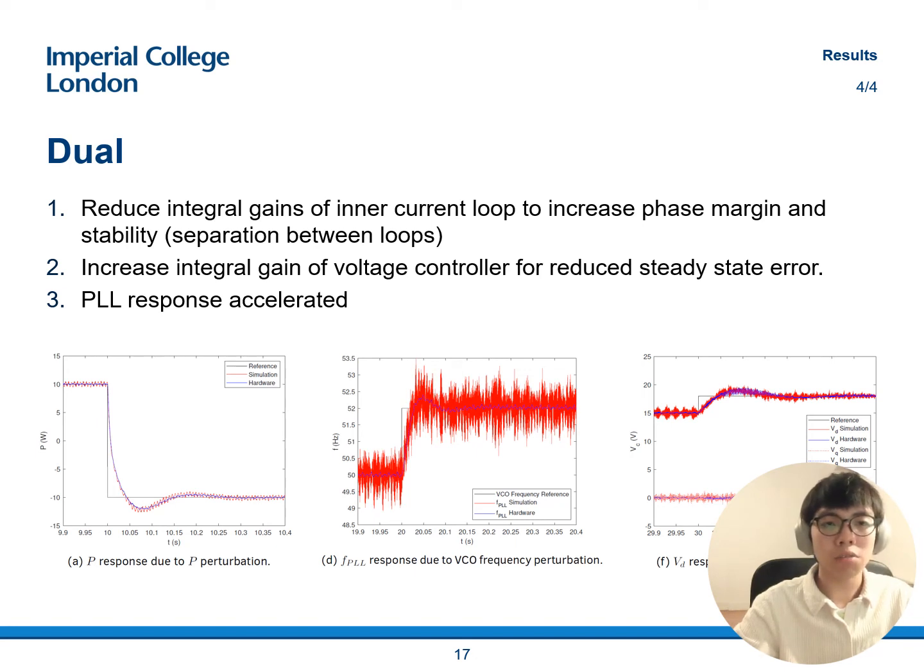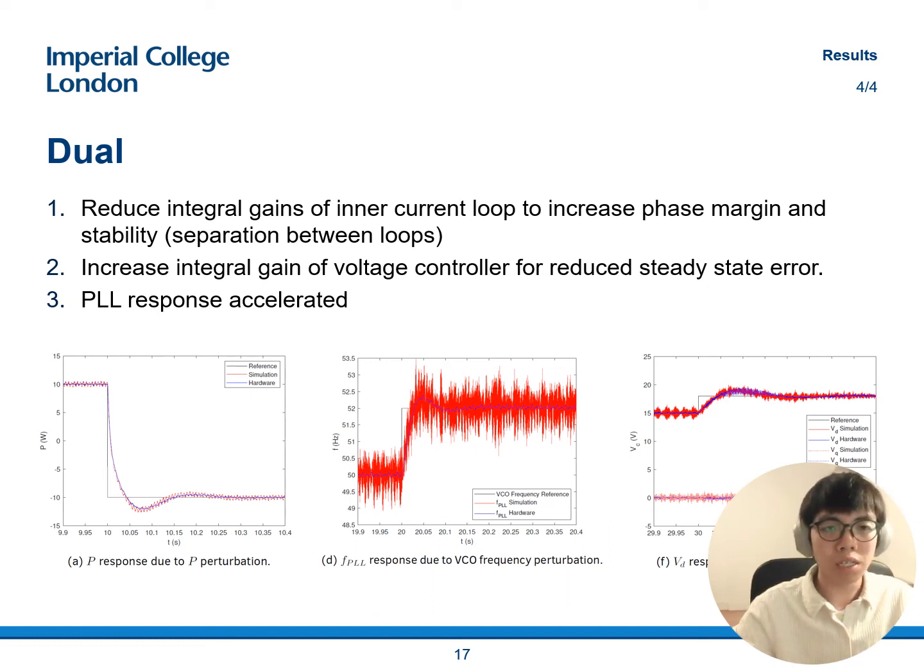The first change is to reduce integral gains of the inner current loop to increase the separation between the cutoff frequency, which is the frequency at which the magnitude starts sloping, as well as the crossover frequency. So this helps increase the phase margin and the stability of the current loop, which alleviates the bandwidth conflicts in between the current loop as well as the voltage loop.